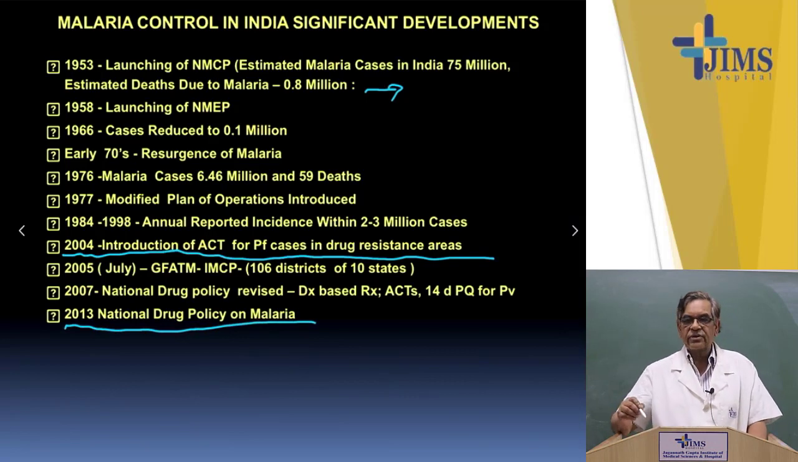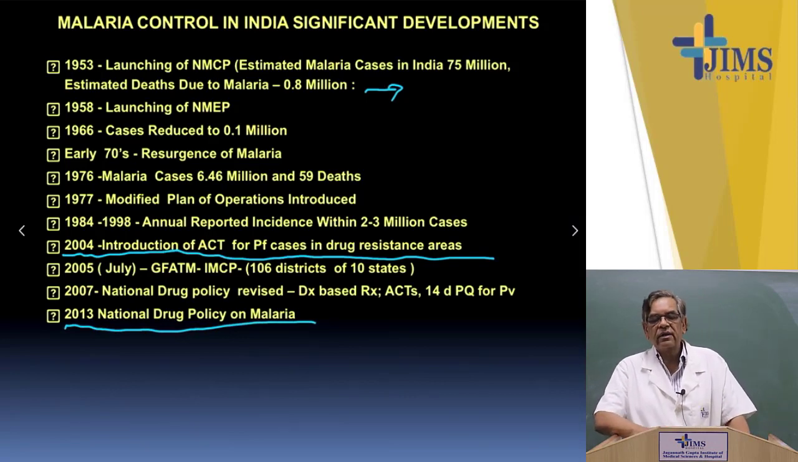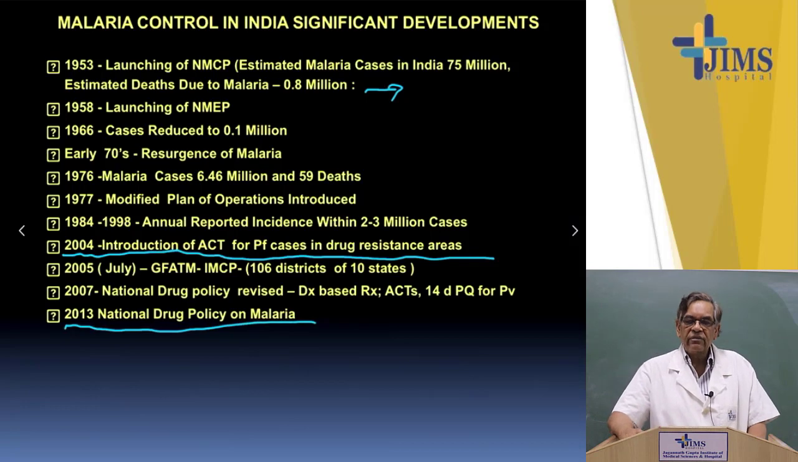2013, the National Drug Policy on Malaria is totally different. PF cases anywhere in India, we are giving only ACT. Chloroquine is totally banned. We do not give chloroquine for PF malaria.